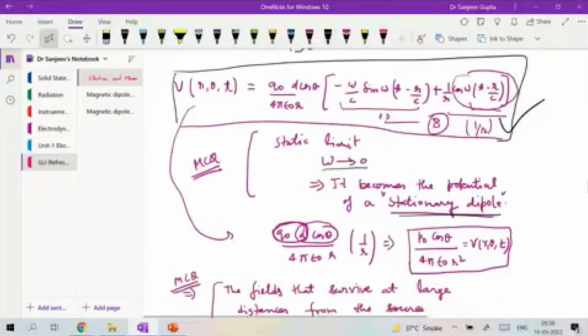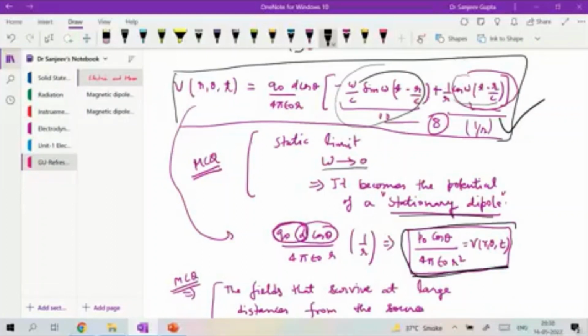Let's take another multiple choice question. Suppose I'm putting a limit, that is omega tends to 0, which is called the static limit. If we put this limit, the potential becomes that of a stationary dipole. When you put this in the expression, the first term goes to 0, and in the second term you have only 1 by r, and q0 d becomes p0. So you get the expression that you learned in standard 11 and 12.